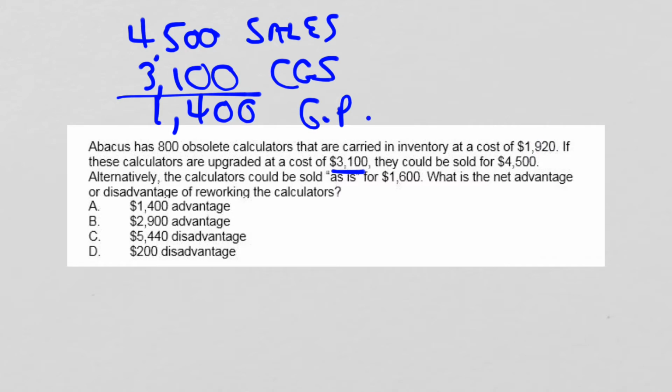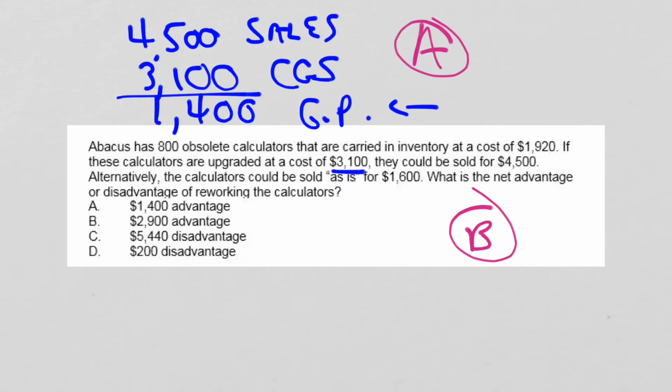So what do we got? We got a contribution margin of $1,400 if we choose decision A. Decision A is spend some money, upgrade them, sell them at $4,500. Now decision B, let's see what happens there. Decision B is don't do anything, sell them for $1,600 as they are.